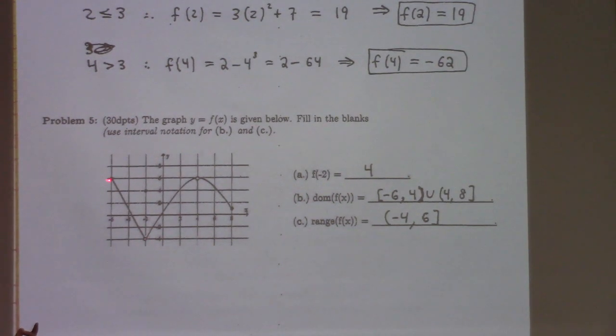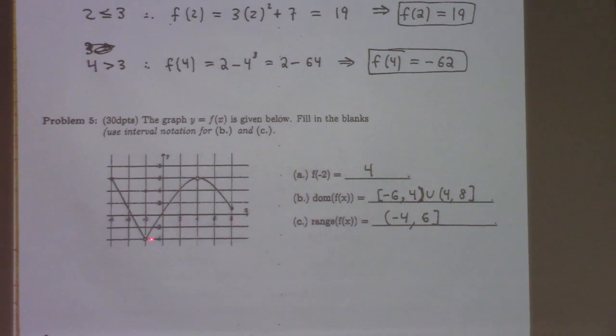The domain: there's an x value in the graph from minus 6 all the way over to 4. 4 is not included, so I have to omit that. And then it starts again. It goes from 4 all the way over to 8. 8 is included because of the solid dot there, but that's the domain. So basically the domain is everything from minus 6 to 8 except for 4, in a sentence.